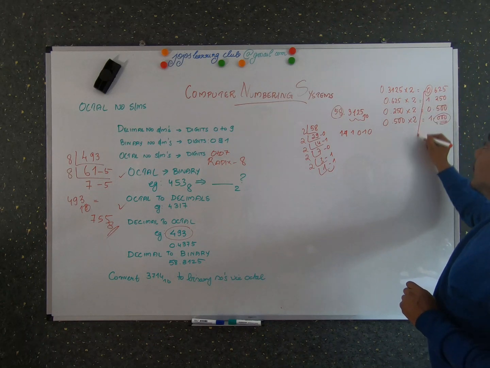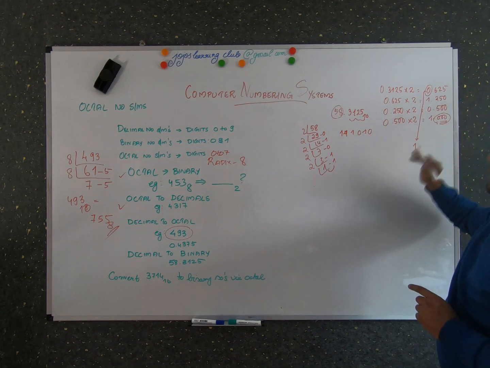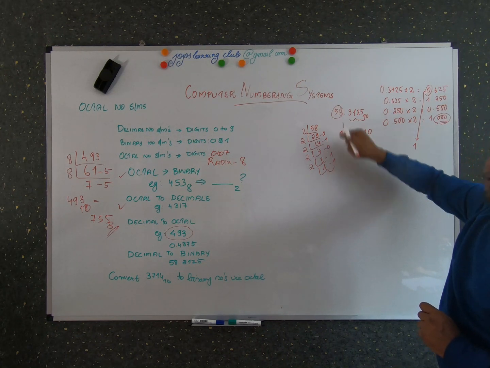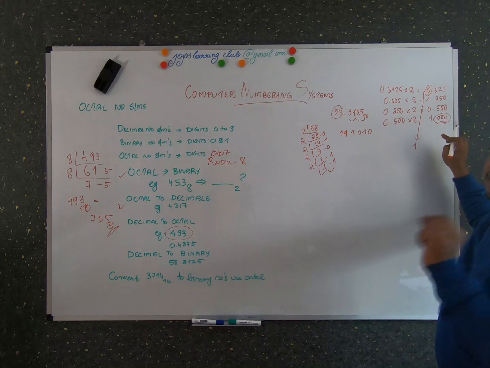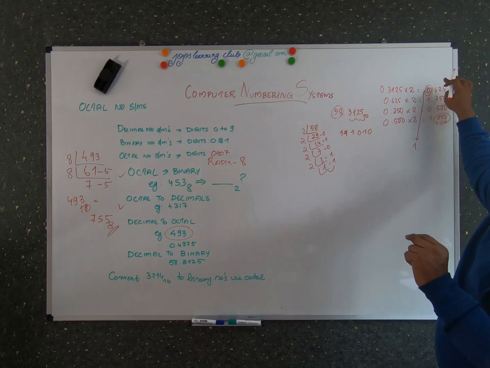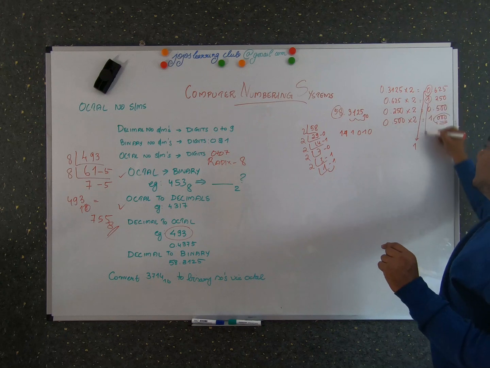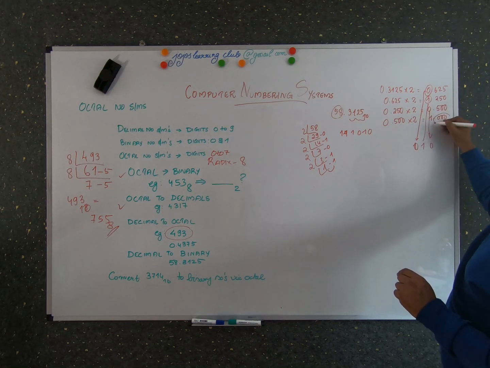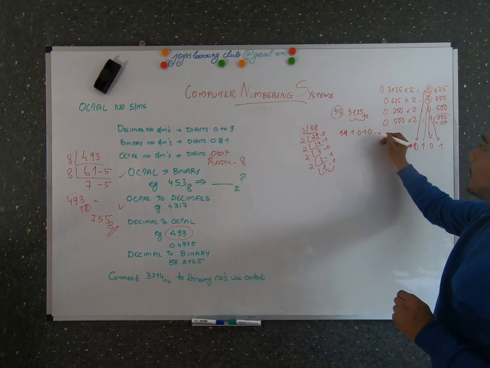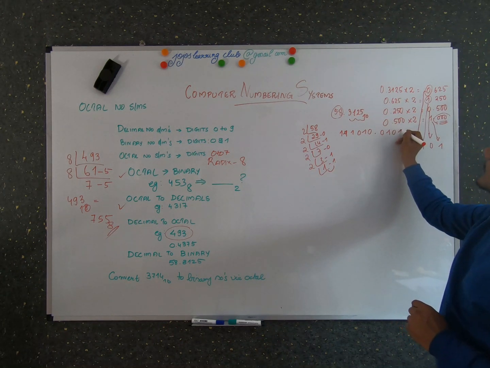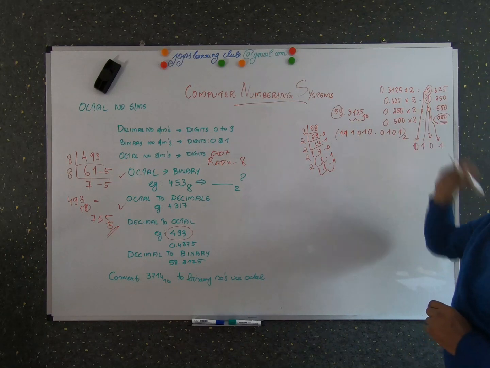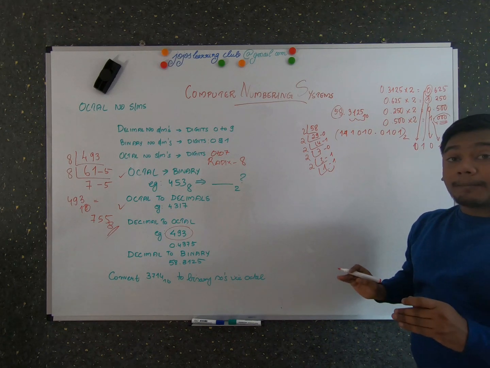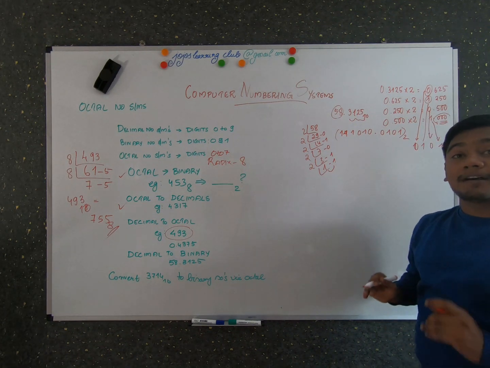Now let's write the values. For the integer part, you write the remainders from bottom to top, and for the fraction after the decimal point, you write the digits from top to bottom. So the first digit is 0, the next is 1, the third is 0, and again here it is 1. So you can put a point and write it as 0101 to the base 2. This is how you calculate decimal numbers to binary numbers, or decimal numbers to octal numbers.